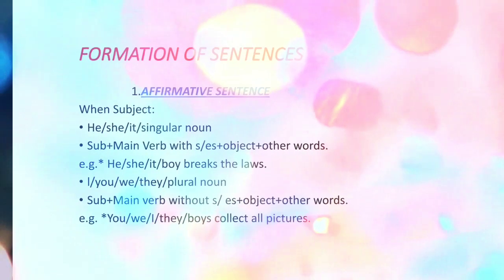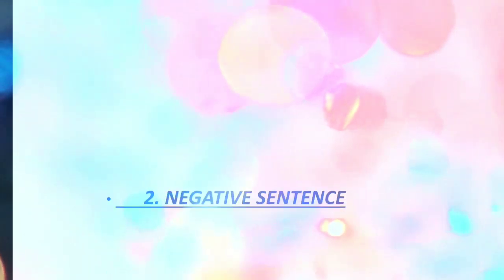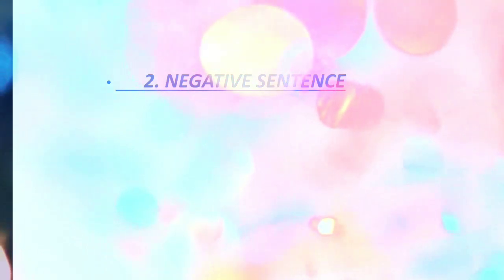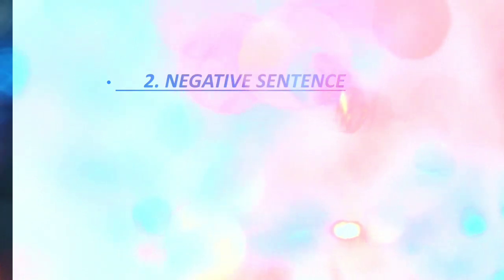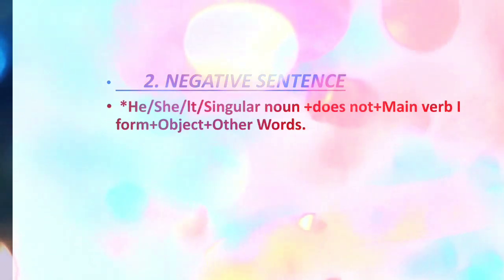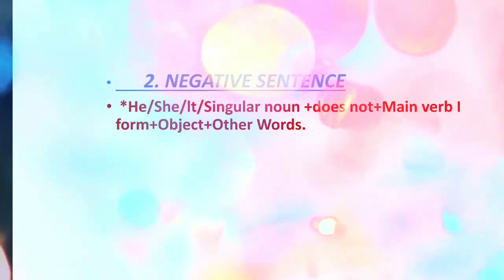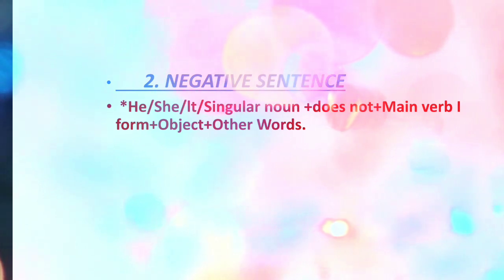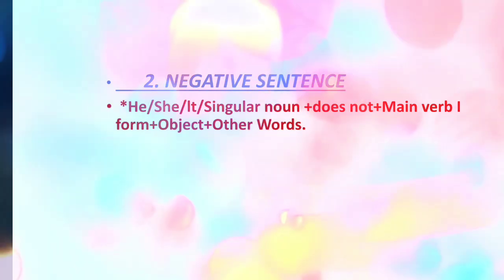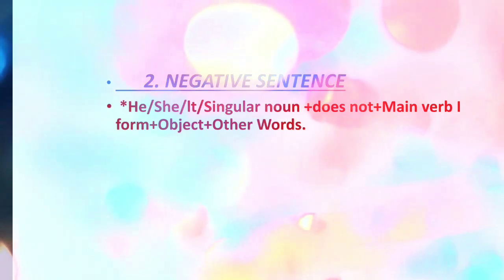Next one is second, that is the negative sentence. You can easily identify the negative sentence by the word not, or any negative word like nobody, not, no, all these. So let's start to make the structure of this sentence. If the sentence subject is he, she, it, or a singular noun, then the helping verb does not is used here along with the first form of the main verb.